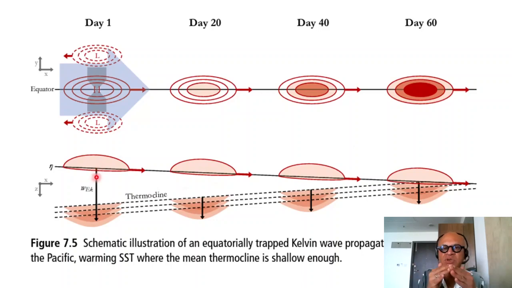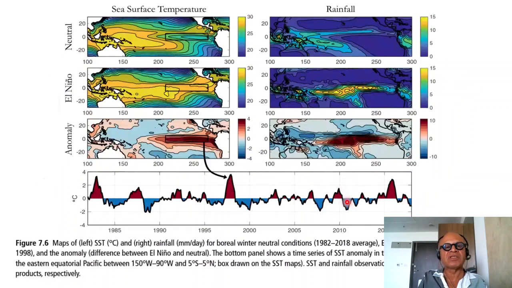So convergence means downward Ekman velocity, so you can see Ekman pumping happening along the way, pushing the thermocline down and warming the subsurface and surface temperatures. So here are the maps of sea surface temperatures and rainfall in the climatology, and during an El Nino you can see that the warm pool has expanded eastward.